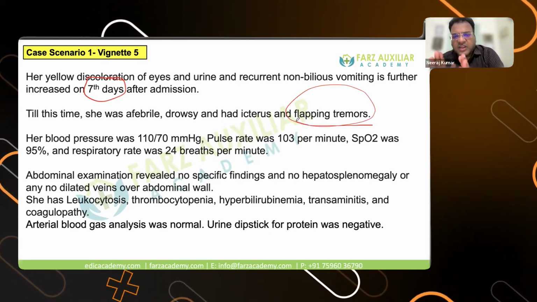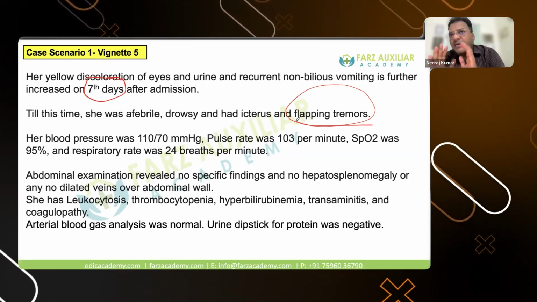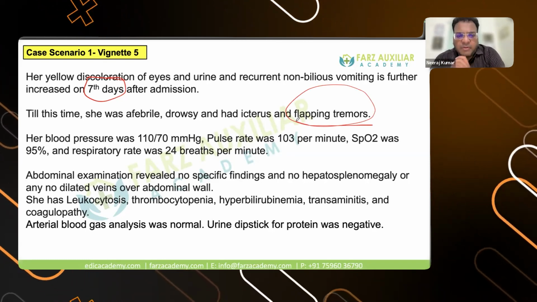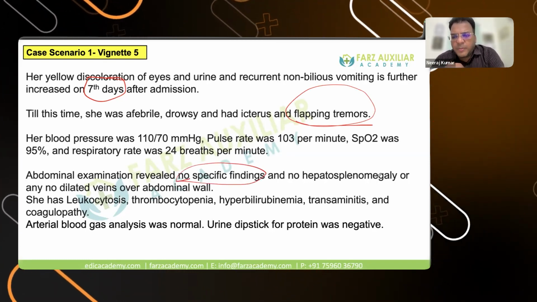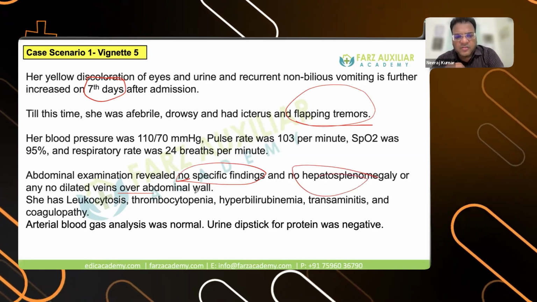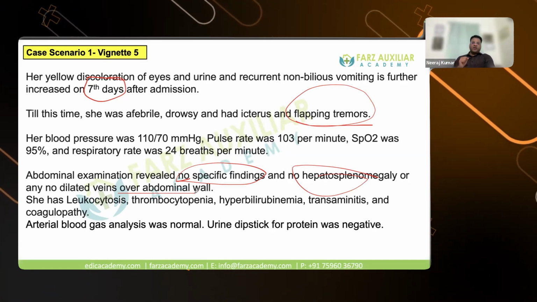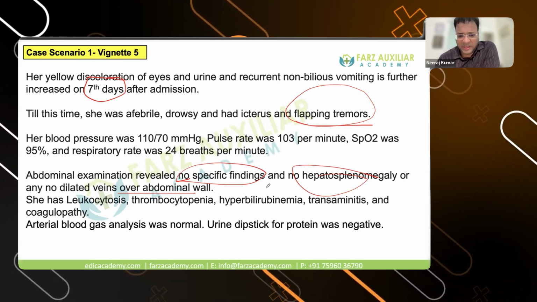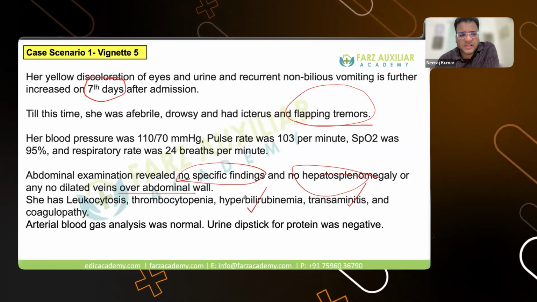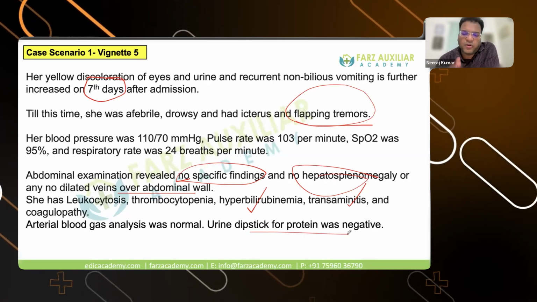Blood pressure was still maintained. Pulse rate was a bit higher. She was maintaining SpO2, and she was not tachypneic. Abdominal examination was not specific, with no specific finding: no hepatosplenomegaly, and no dilated veins over the abdominal wall. But she has leukocytosis, thrombocytopenia, hyperbilirubinemia, transaminitis, and coagulopathy. But ABG was normal and urine dipstick protein was also negative.